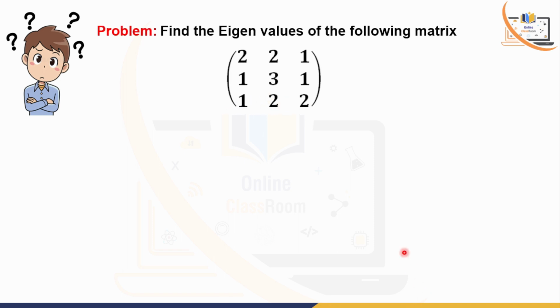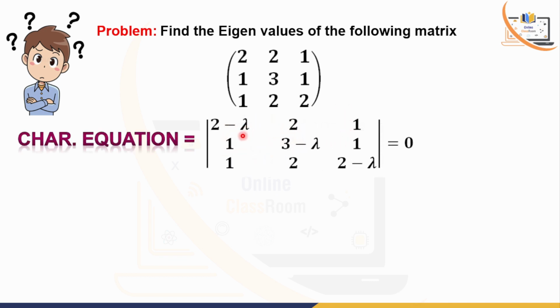Next we focus on another problem. Look, another matrix is given, another 3 by 3 system. Whenever we consider our characteristic equation, obviously the diagonal elements are 2, 3, 2. So the characteristic equation has 2 minus lambda, 3 minus lambda, 2 minus lambda in place of the diagonal, but the rest of the elements 2, 1, 1, 1, 1, 2 are basically the same. If I consider the determinant of this portion and make it 0, this is your required characteristic equation.